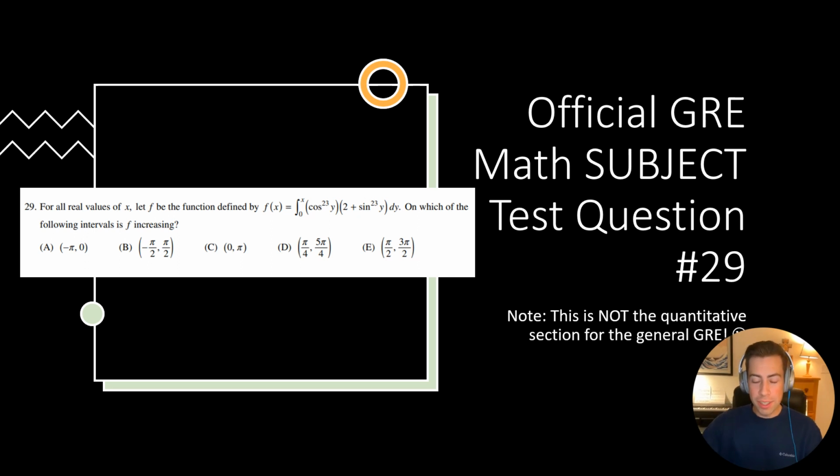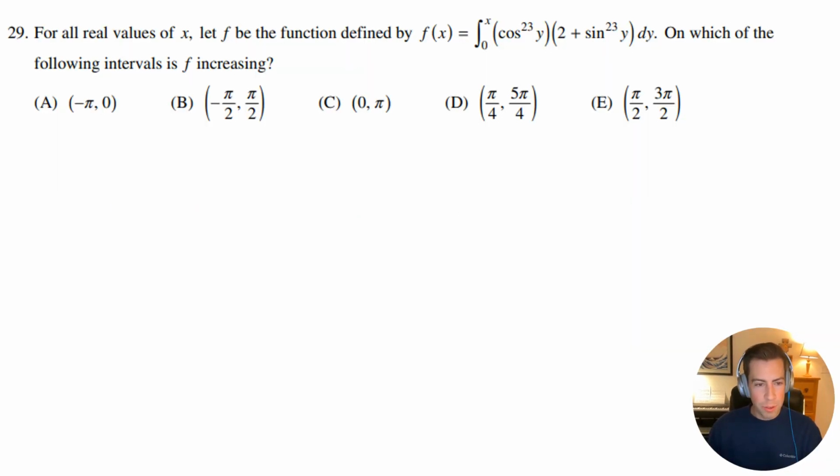All right, 29, let's get right into it. So we have, for all real values of x, let f be the function defined by this whole mess on which the following intervals is f increasing, or on which of them is it increasing.